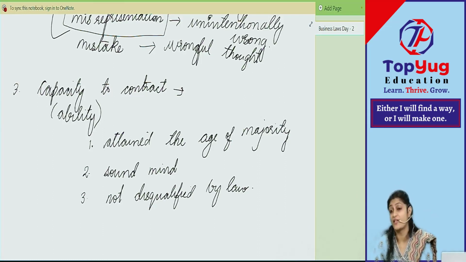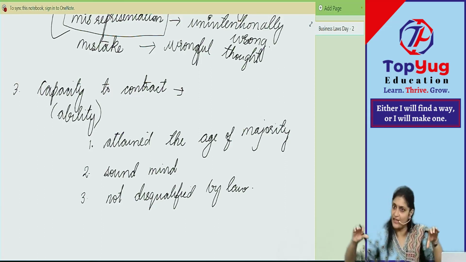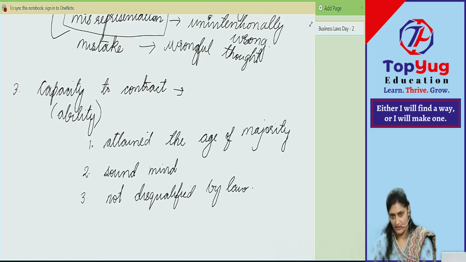Say, for example, convicts. Convicts means what? Who are punished and who are undergoing punishment in prison for 10 years. In that 10 years, they are considered to be convicts. After that 10 years punishment is over, they can enter into contract. But for that 10 years, they are considered to be convicts. They cannot enter into contract.